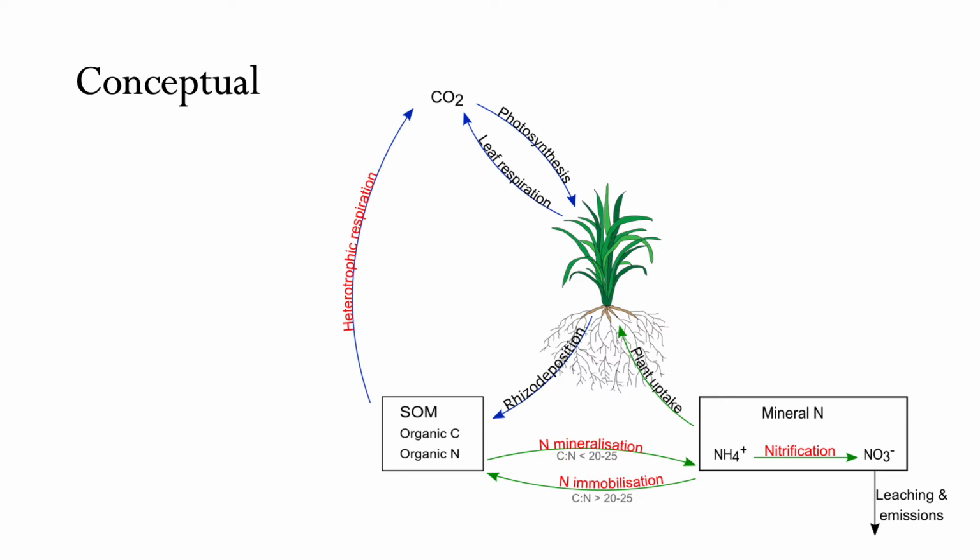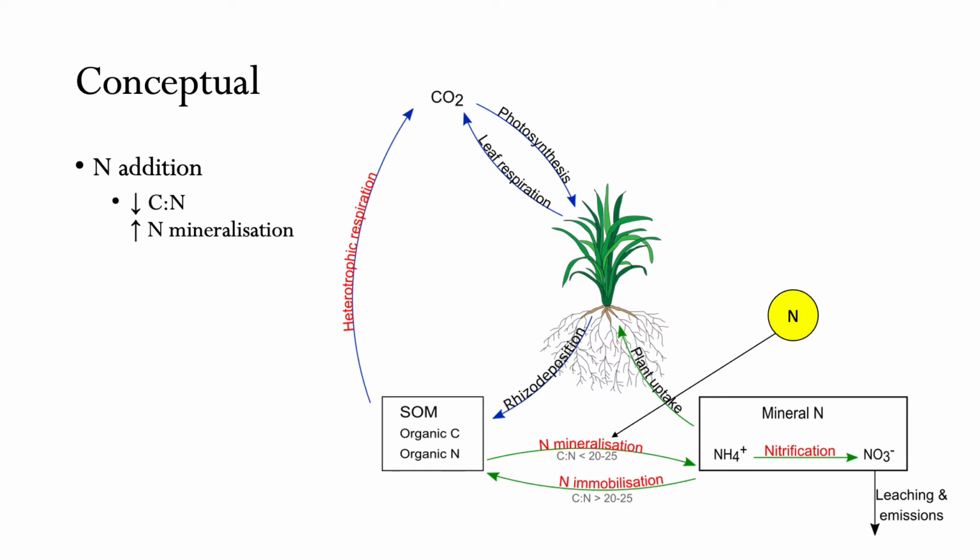This is just a very simplified conceptual diagram, and I will come back to this. But I try to apply this concept to a livestock grazing system where we have high inputs of nitrogen from urine patches. Based on this concept, the nitrogen addition would lower the carbon to nitrogen ratio in the soil and so stimulate microbial nitrogen mineralization. But an increased availability of nitrogen would also remove nitrogen limitation for the plant, and so plant uptake should increase.